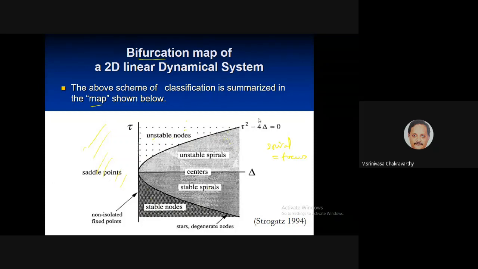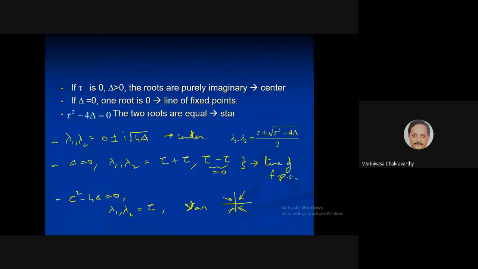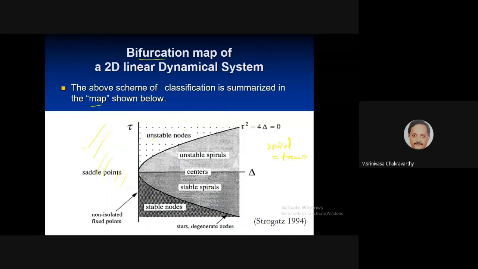Now let us look at even further what happens on the borders. On the borders, you have again three borders. Delta equal to 0. What is that? That is this vertical line, that is the tau axis. And on the tau axis, what did we get? The line of fixed points. So this is the line of fixed points, or non-isolated fixed points.